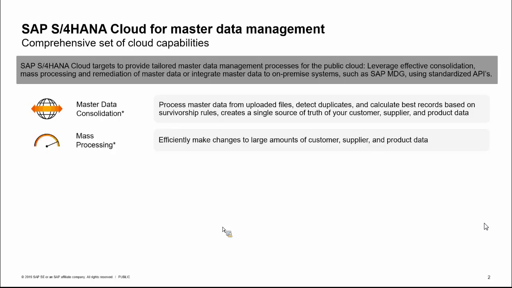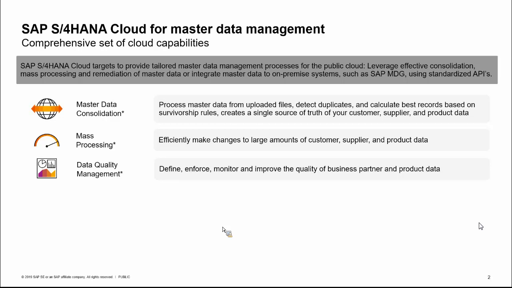Along with that, we have mass processing capabilities which allow you to make changes very efficiently to large amounts of data, updating single fields or a few fields. This also includes the ability to upload master data from files and make changes via file upload. Then we have data quality management, the focus of today's session, which allows you to define data quality, enforce data quality, and also monitor and improve data quality for business partner and product data.